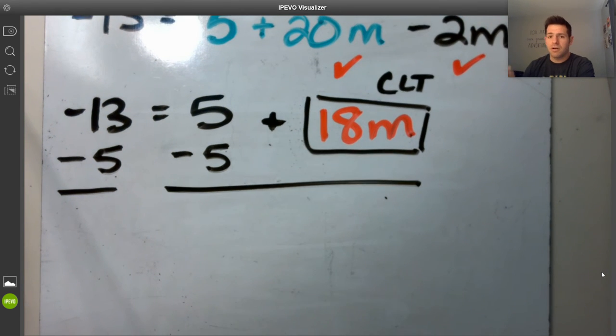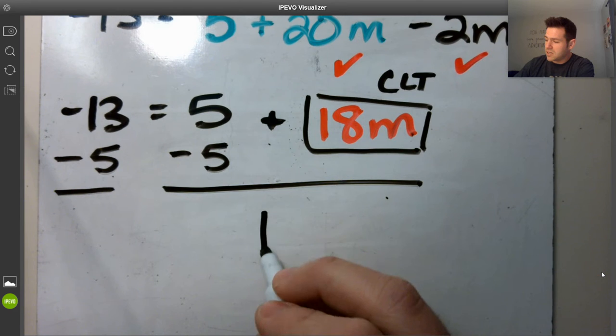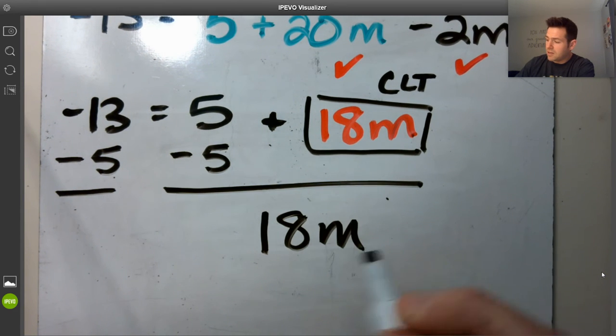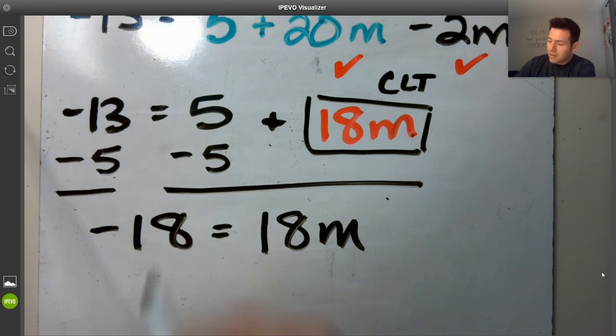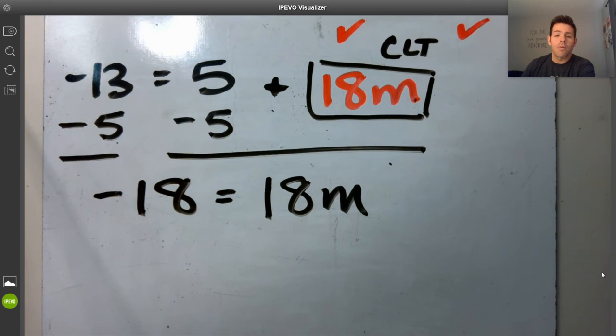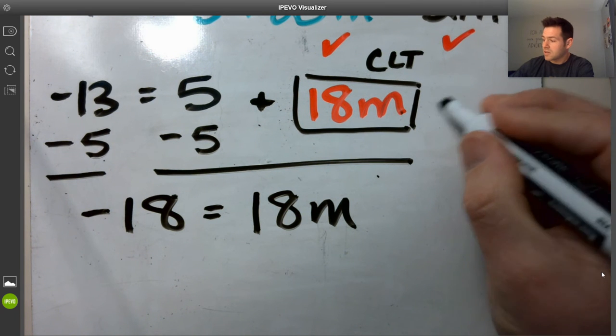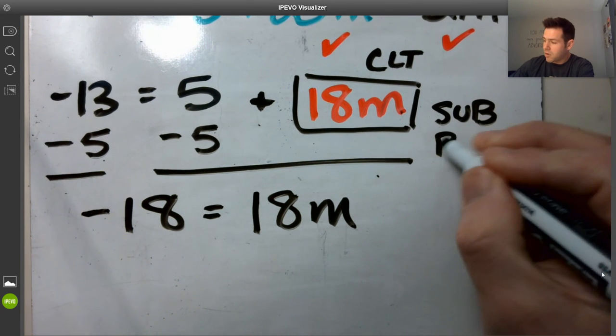5 minus 5 is 0. That's great, because on the right side, that would give us our 18m. The term with the variable is all by itself now. Negative 13 minus 5, that's 13 negatives. 5 more negatives. That would make a total of 18 negatives. And we'll wrap up the problem here, but I suppose I should make note that I just did the subtraction property of equality.